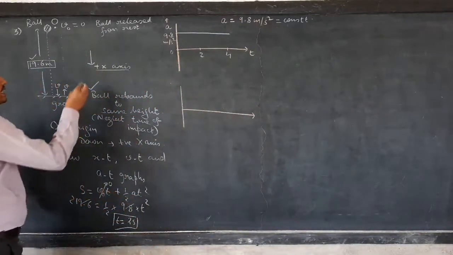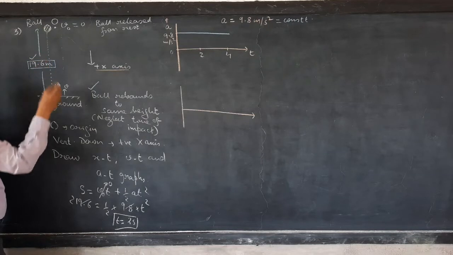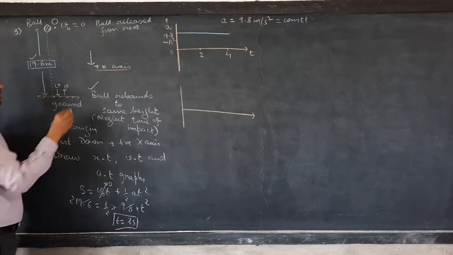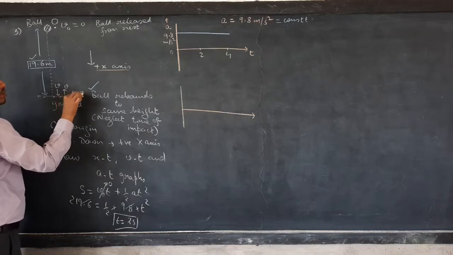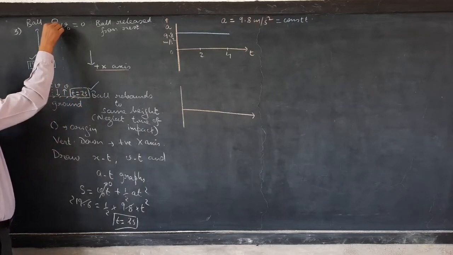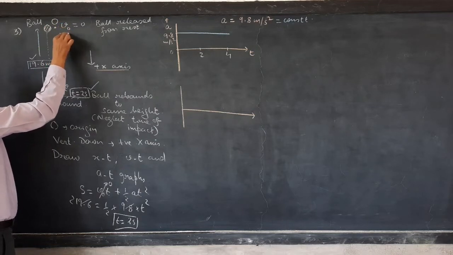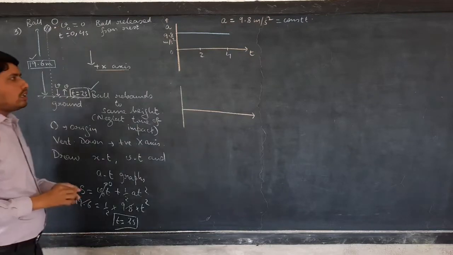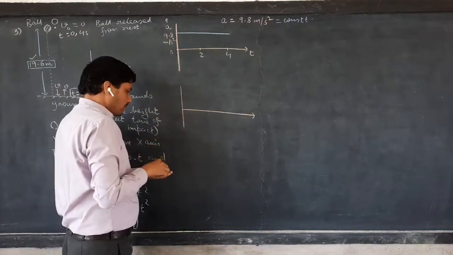You should understand that at t is equal to 0, the ball is here. At this point, the time will be 2 seconds. Okay. Here t will be 2 seconds. And again at this position, the time will become 4 seconds. So here we'll have t is equal to 0 and 4 seconds. Let us now plot the velocity time graph.